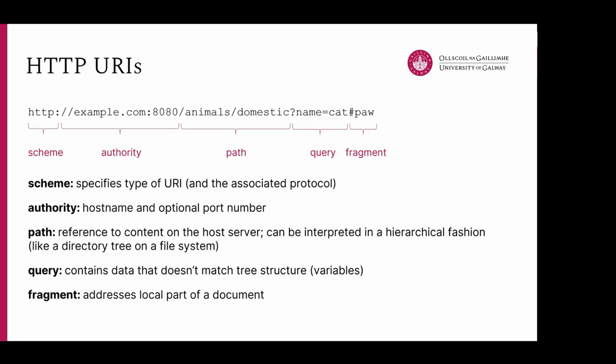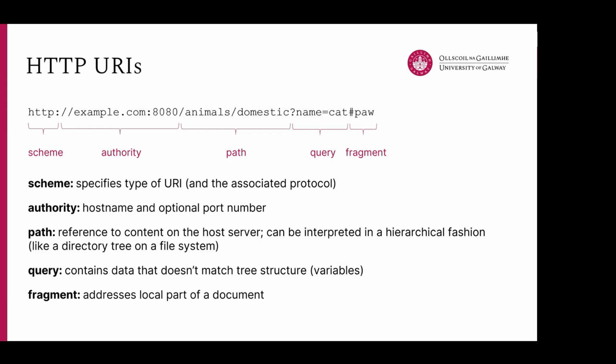Then the next part of a URI is called an authority. It is a host name, like a website name, and optionally a port. The port is something after the colon. We won't go into details about what it is right now. So this is called an authority.